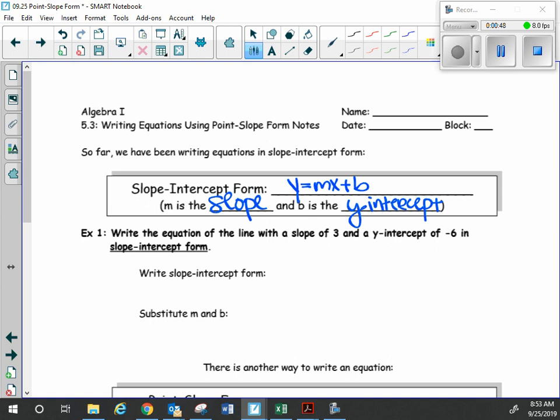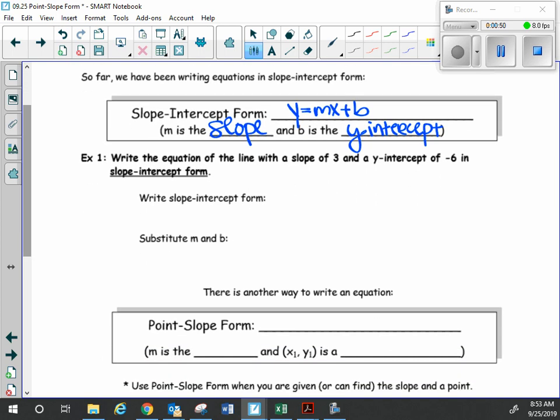So, little review. Writing the equation of the line with a slope of 3 and a y-intercept of -6. So, slope-intercept form, y equals mx plus b. M becomes 3. B becomes -6. Bingo.